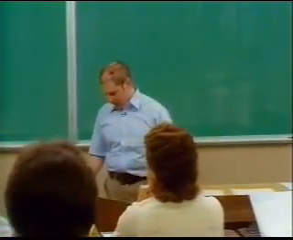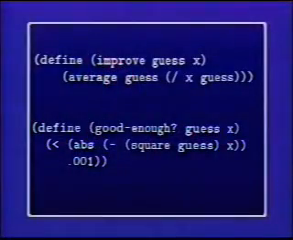The algorithm to improve a guess, right, to improve a guess for the square root of x, we average, that was the algorithm, we average the guess with the quotient of dividing x by the guess. Right, that's how we improve a guess. And to tell whether a guess is good enough, well, we have to decide something.